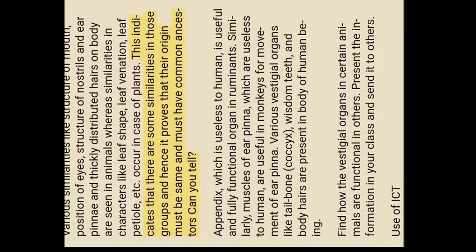Can you tell? The appendix, which is useless to humans, is a fully functional organ in ruminants. Similarly, the muscles of the ear pinna, which are useless to humans, are useful in monkeys for movement of the ear pinna. Various vestigial organs like tailbone, coccyx, wisdom teeth, and body hairs are present in the human body. Find how the vestigial organs in certain animals are functional in others. Present the information in your class and send it to others. Use of ICT.